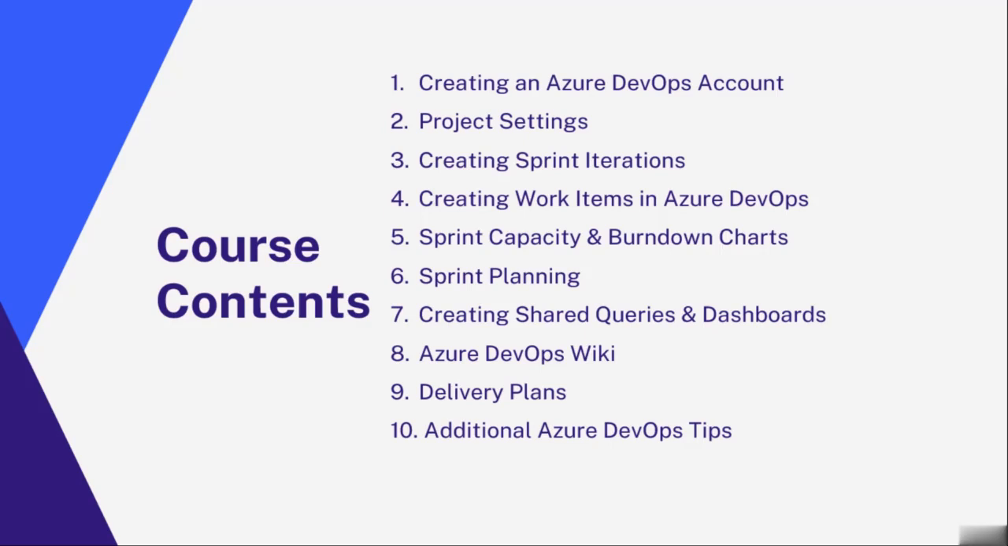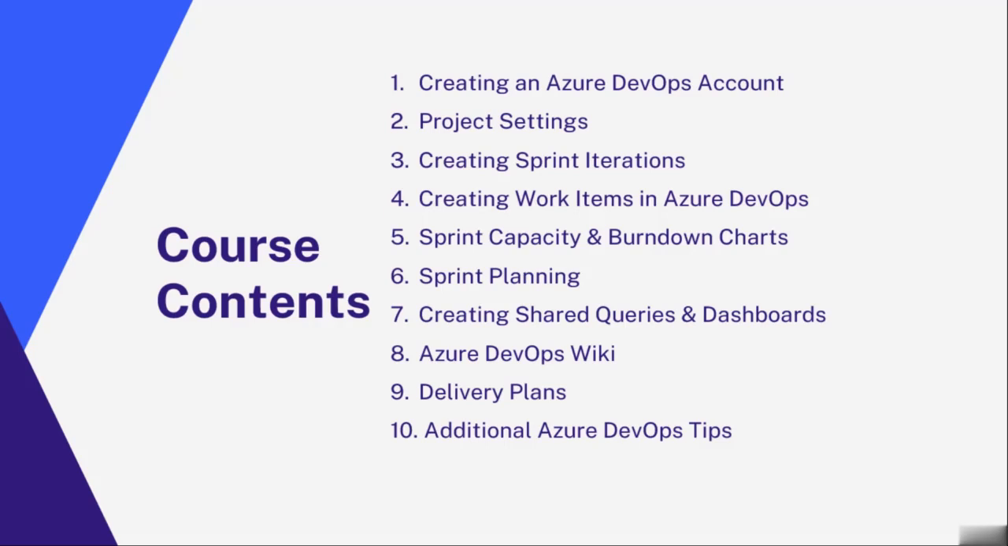We will then look at sprint planning in Azure DevOps and how you can utilize Azure DevOps for sprint planning and agile delivery. Item 7 will look at creating shared queries and dashboards in Azure DevOps, which are quite useful from a reporting perspective. Azure DevOps Wiki allows you to create wiki pages which you can share amongst your project team. This is quite useful for sharing information across your project team.